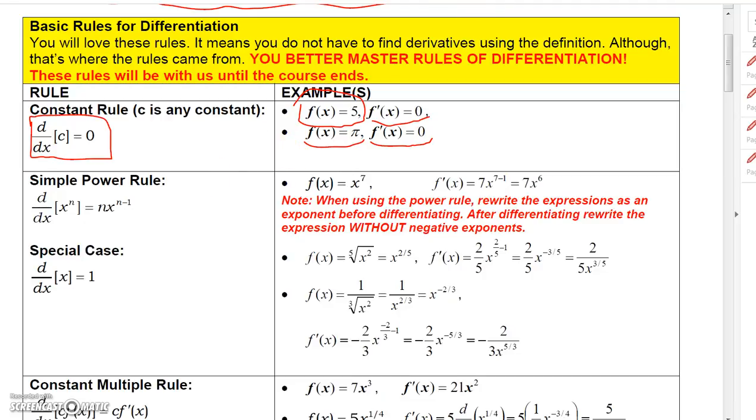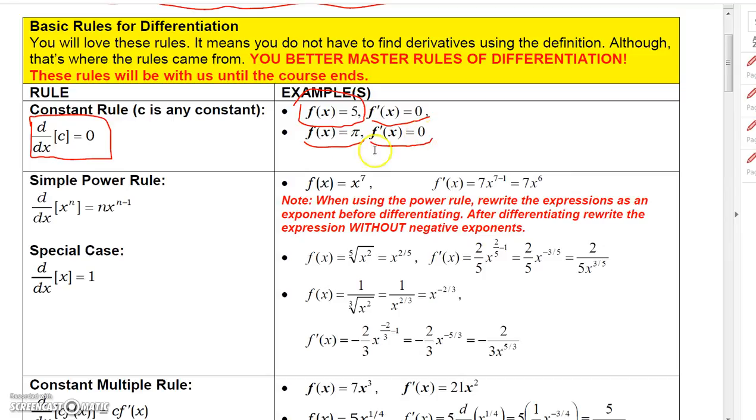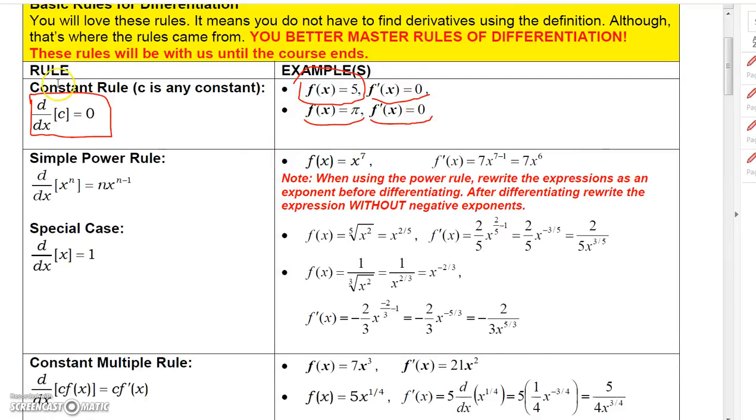And I can kind of explain that to you because remember, the derivative represents the slope of the tangent line. And if you think about a constant function, it's just a horizontal line. So think about what the slope of this horizontal line would be at any point on it. Well, the slope of this line is always 0. So that means that if you took the derivative of a constant, you would always get 0.